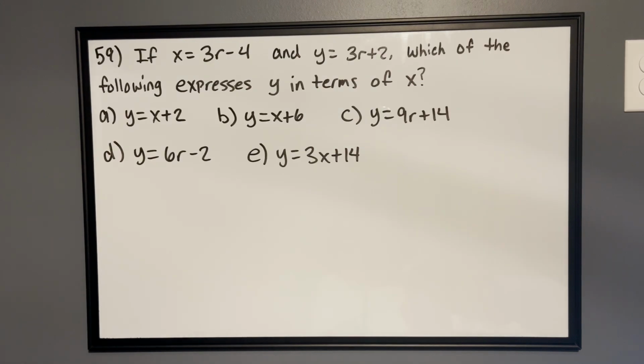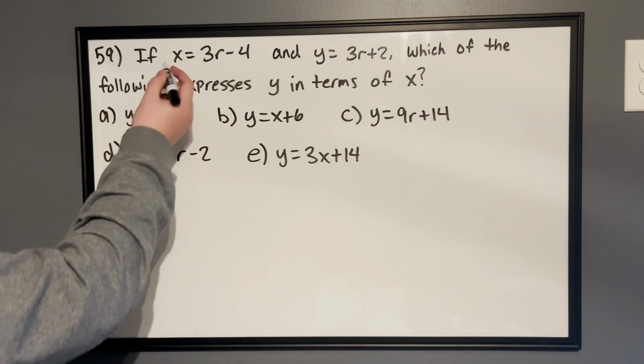All right, here we have question number 59. It says if x is equal to 3r minus 4 and y is equal to 3r plus 2, which of the following expresses y in terms of x? So when we say y in terms of x, that means that we want y to be equal to something that only has x and any other constants. We don't want to see an r. We don't want to set y equal to anything in terms of r.